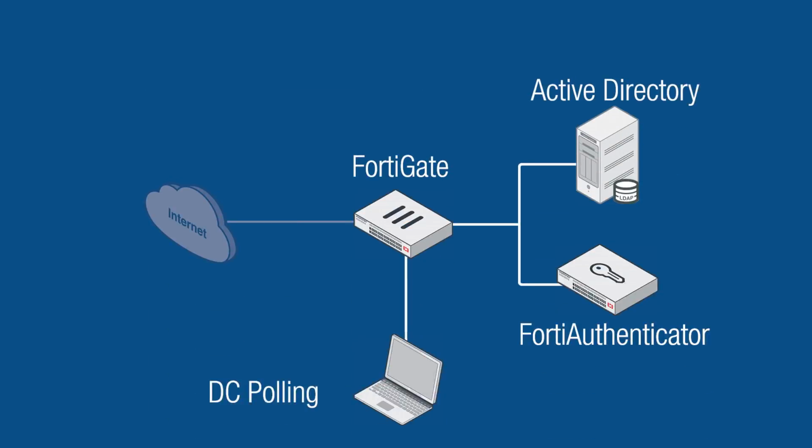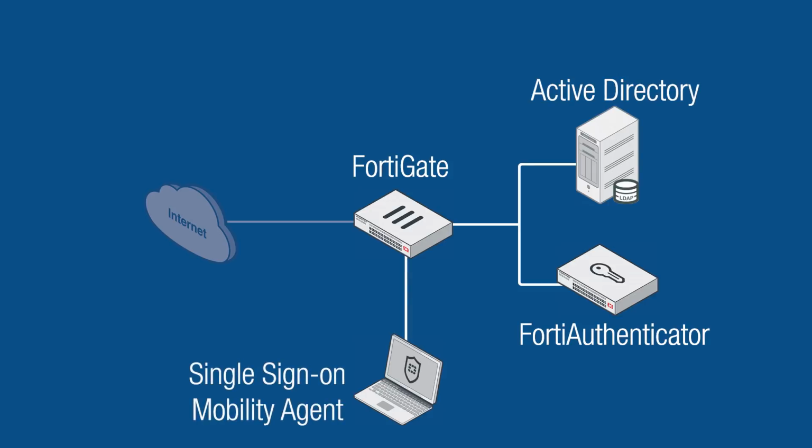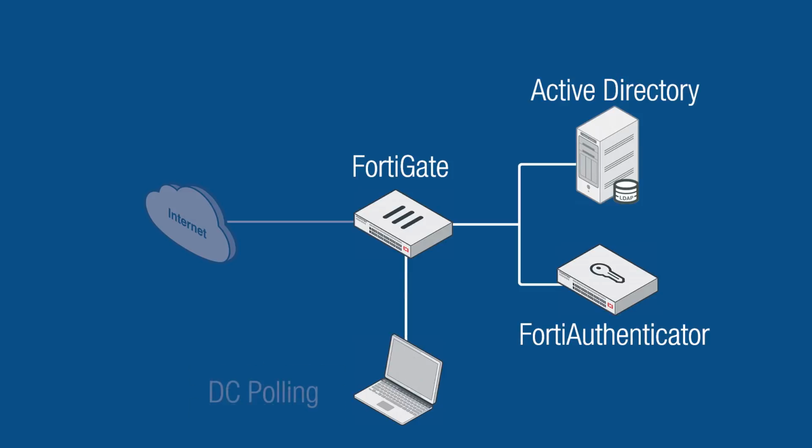information for our user. An optional but more secure alternative than SSO via DC polling is the single sign-on mobility agent. The difference lies in how the endpoint information is sent to the FortiAuthenticator. When a user authenticates via DC polling, a normal domain login occurs, and then logon events are passed from the domain controller to the FortiAuthenticator.